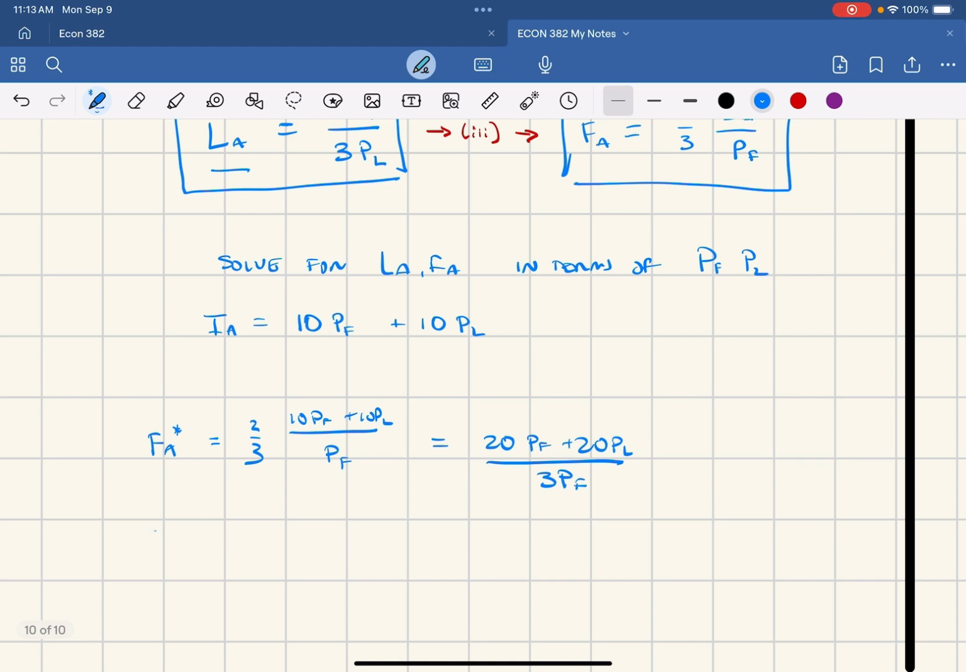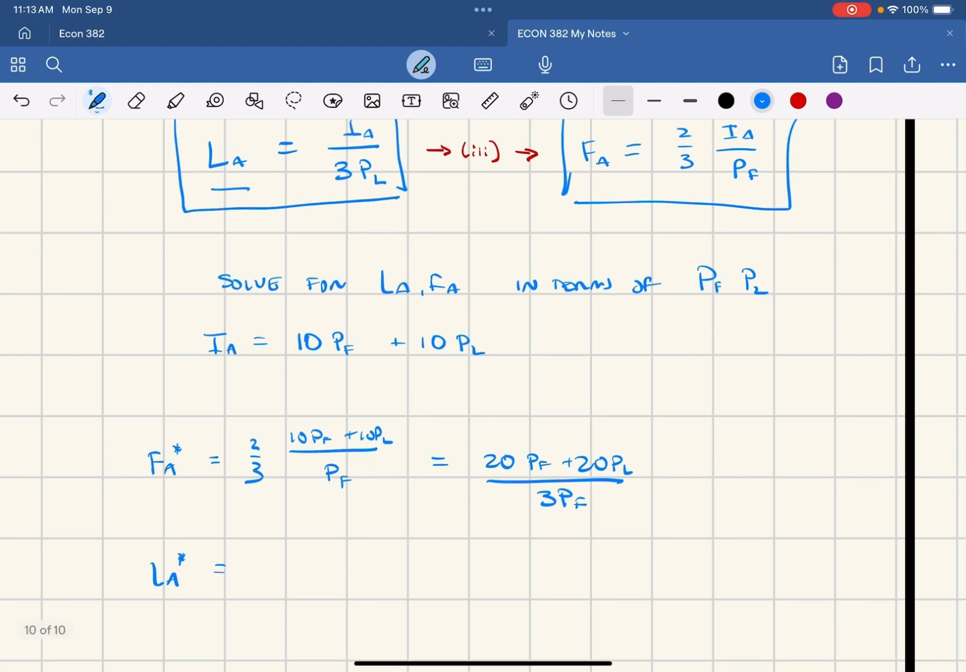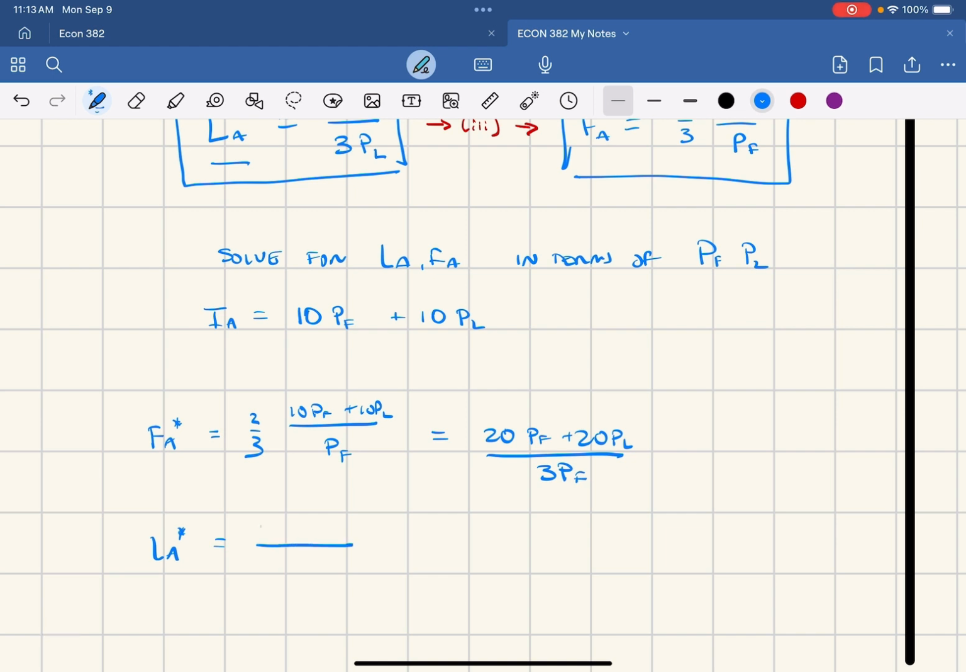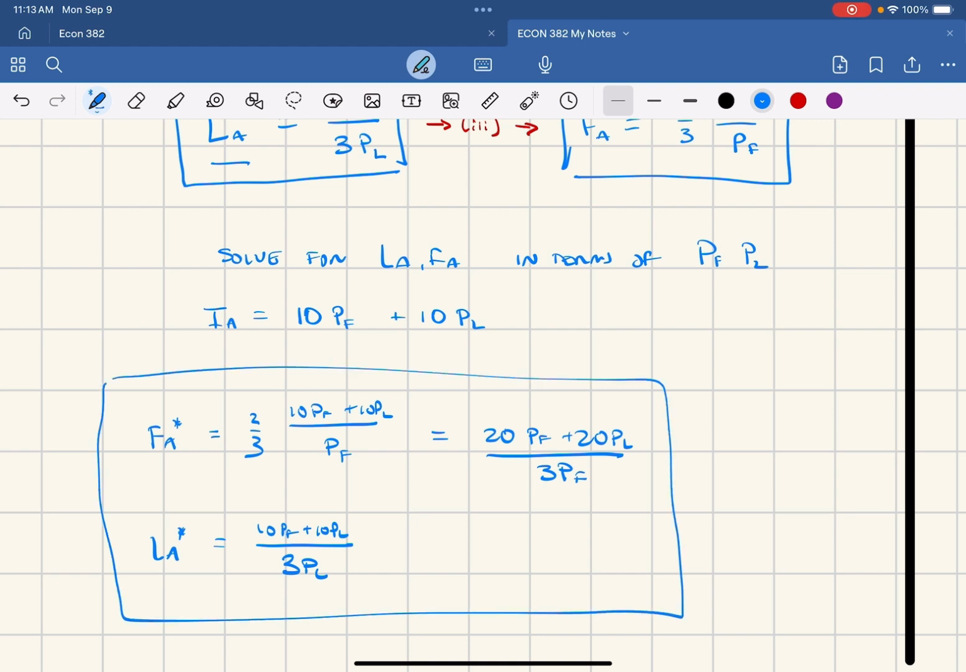I can do the same thing to find the optimal amount of leaves that Adam demands. And this is that income measure, 10 PF plus 10 PL over 3 PL. And so now these two equations here are the optimal amount of consumption, the optimal demand for Adam, as a function of only prices.